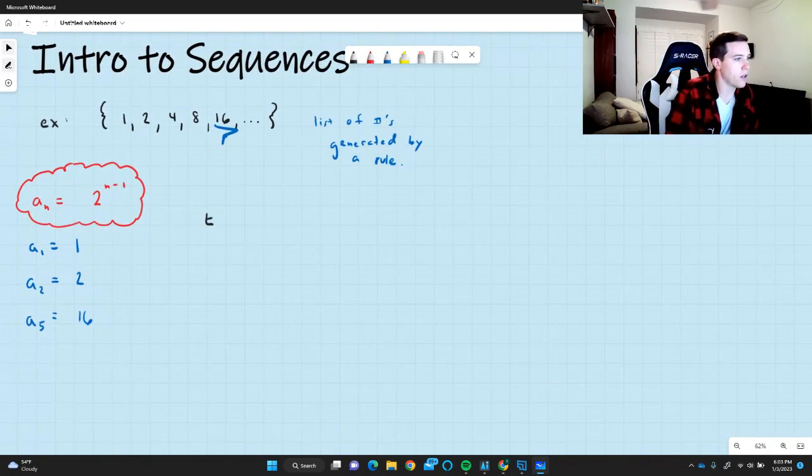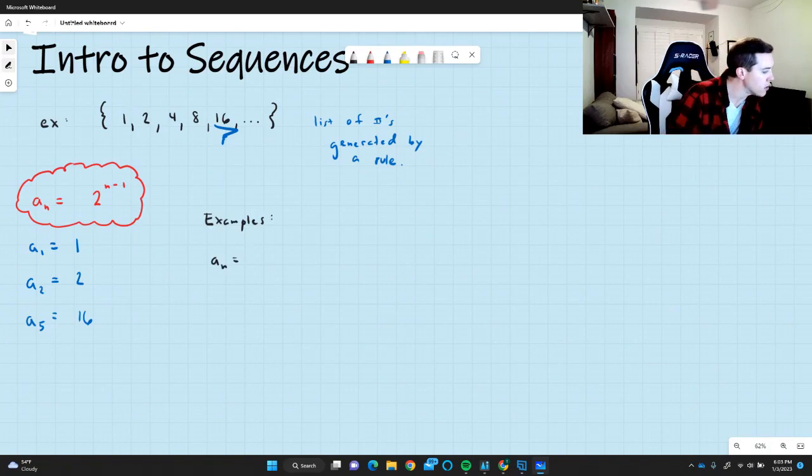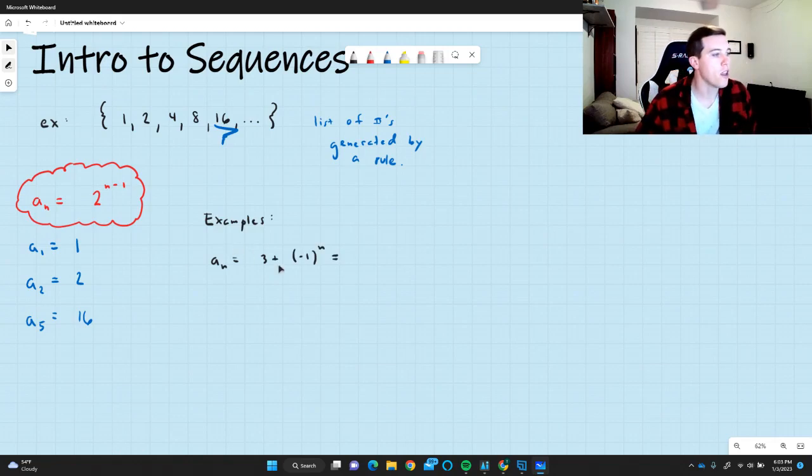Here are some examples. We already saw the first one. Here's another one. And we don't have to use A, though we typically do. So here's the sequence A sub n equals 3 plus negative 1 to the n. Now you're going to hear me say this a lot: expand out the sequence when you're trying to figure things out about it. That just means write it out term by term until you can get a handle on what's going on. So let's do just that.